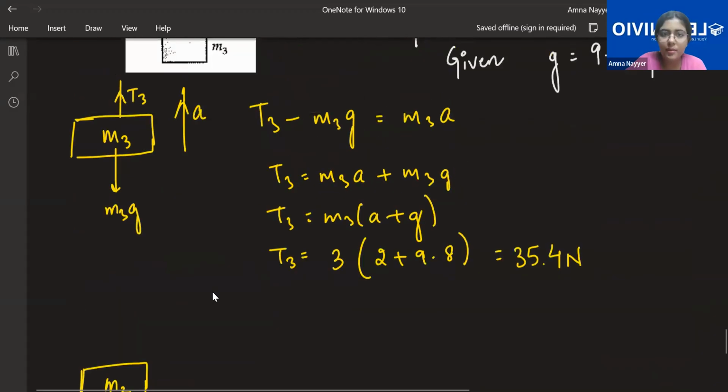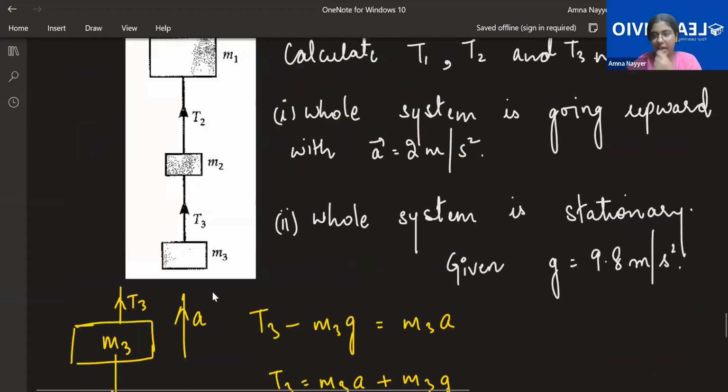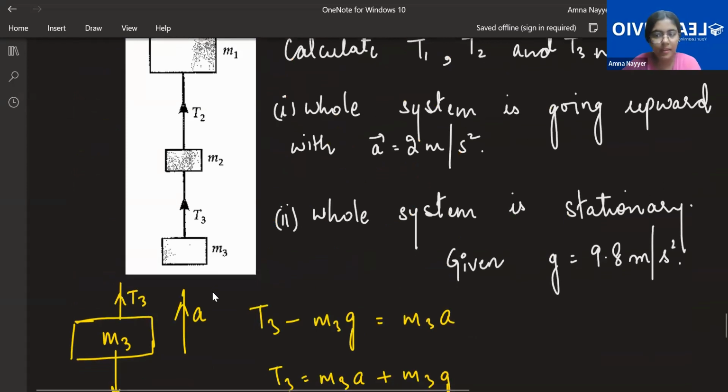Simra, can you try this one? Can you tell me the free body diagram for M2? In this one, can we assume that T3 and M3 are balancing the force downwards instead of gravity? No, because the whole system is going up. When the whole system is going up, it means all the 3 masses are going up together.